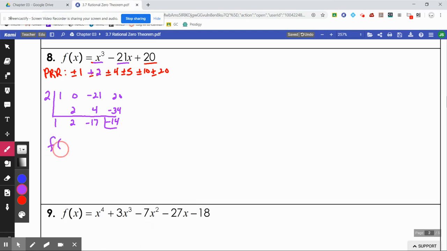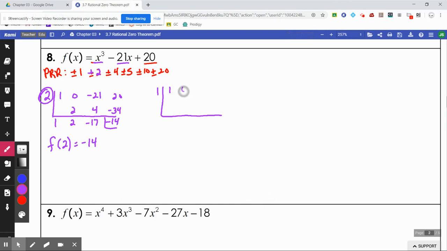So what did we just find out? f of 2 is negative 14. So is 2 a 0 of this function? No, it's not. Is x minus 2 a factor of this function? Because a 0 of 2 would go along with a factor of x minus 2. No, it's not. So let's try again and see if we can find one that does work. And you can cross out that positive 2 from your list. Okay, let's try 1.